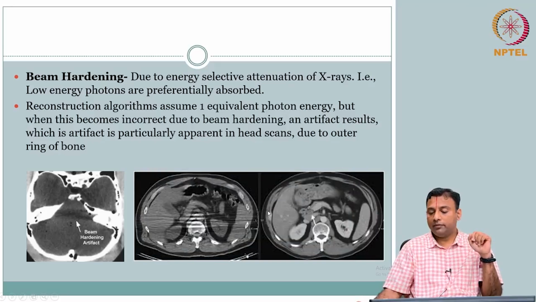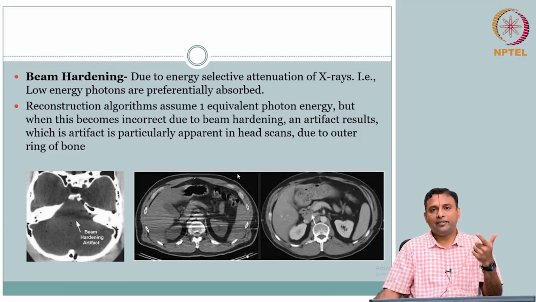So you could get this artifact in other regions also. I mean, this is a head scan, but you could get it at other locations also, right? Abdomen, for example. So it depends. If you have a bullet, I mean, somebody gets shot, or if there is an implant, it's a different material. So there you have to be very careful in its interpretation. Beam hardening artifact, and so your sampling, beam hardening.